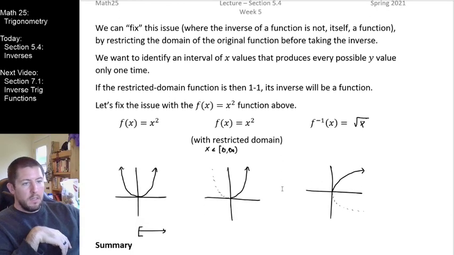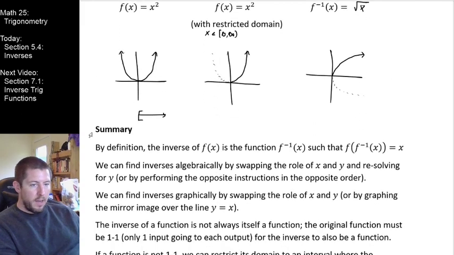And let me say here, I want to include one more statement right here that I kind of skipped.